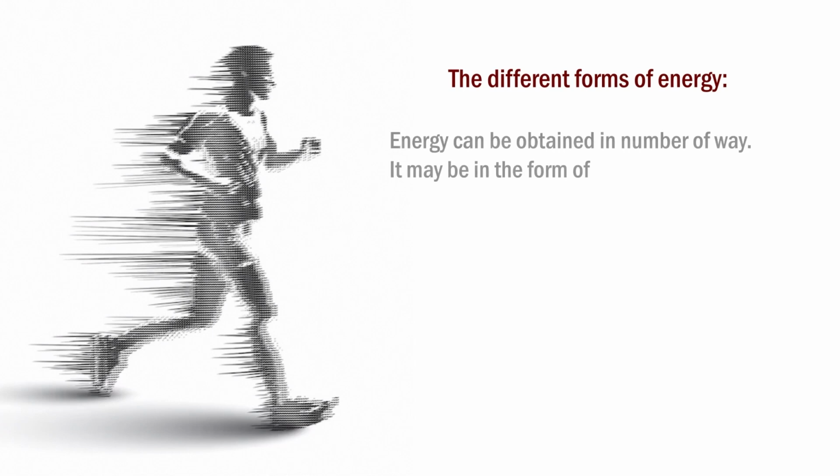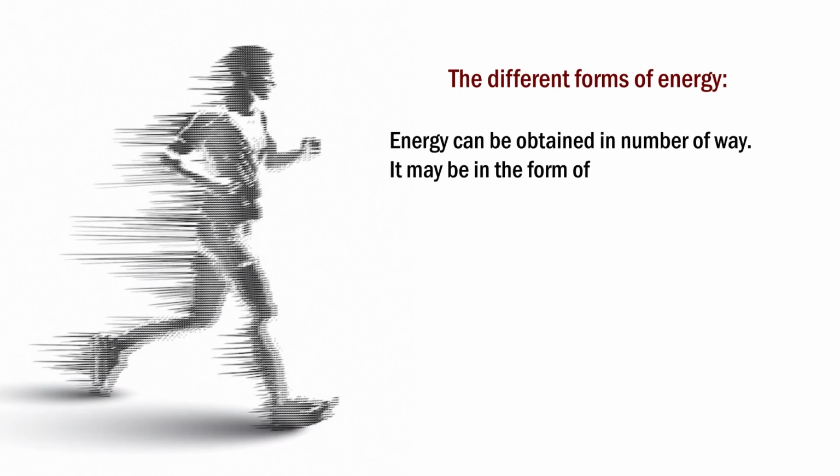In physics, energy is the quantitative property that is transferred to a body or to a physical system, recognizable in the performance of work and in the form of heat and light. Energy is a conserved quantity. The law of conservation of energy states that energy can be converted in form but not created or destroyed. The different forms of energy are: energy can be obtained in a number of ways.